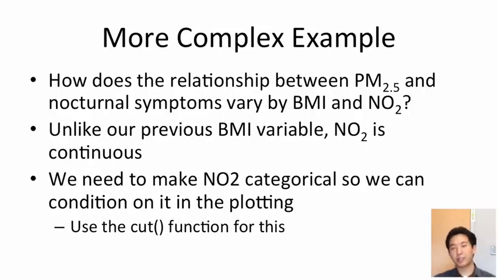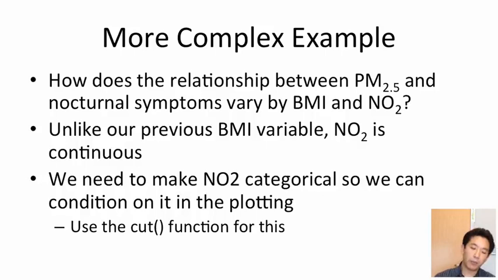So I just want to go over a slightly more complex example of adding pieces to a plot, just so you can get a sense of how the different layers are added on, and then hopefully get you going from there. So here I've made the scientific question just a little bit more complex. I want to know, how does the relationship between PM2.5 and nocturnal symptoms vary by both BMI and nitrogen dioxide, or NO2? And so as NO2 or BMI values change, what does the relationship between PM2.5 and nocturnal symptoms look like?